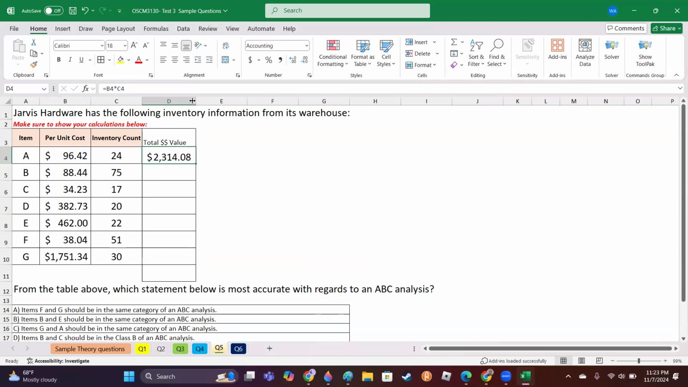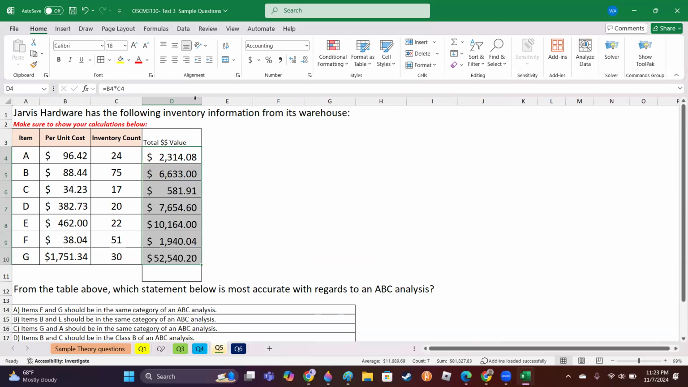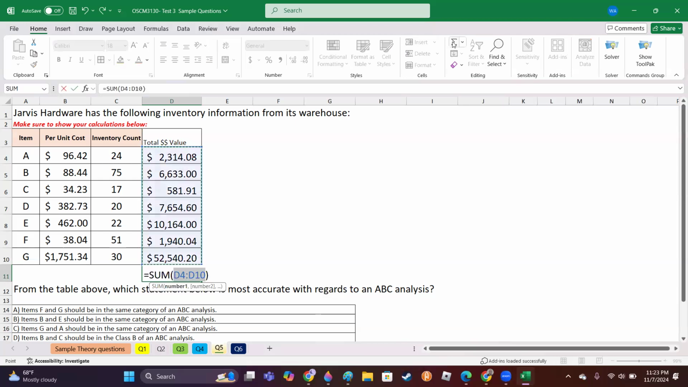And that gives us 2,314. So I'll drag this all the way to the bottom to get the total value of our inventory. I'm also going to sum this up. Let me figure out what the sum total here is. So the sum total of all this is $81,827, okay?